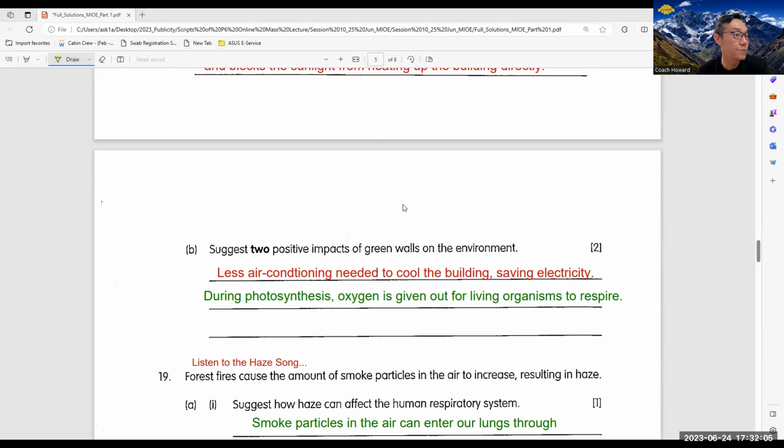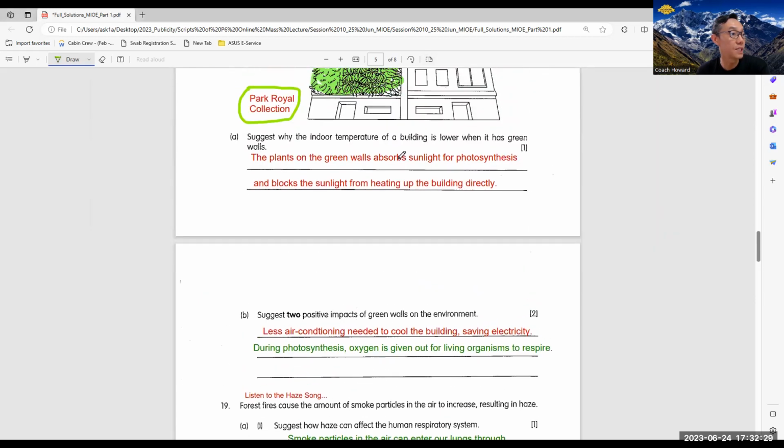Okay, so these green buildings suggest two positive impacts. One of them is that because it's cooler, they use less air conditioning. So you mentioned less air conditioning is needed to cool the building, saving electricity. And secondly, during photosynthesis, oxygen is given out for living organisms to respire. So basically, there are these two advantages.